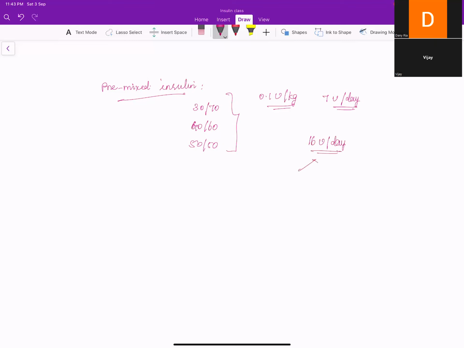Premix insulin you have to give twice daily, right? In the morning we are giving 8 units, at night you are giving 8 units. Assume, for example, I started at 7 and titrated to 16 units per day. After titrating, assume that he's on a dose of 8 units and 8 units.